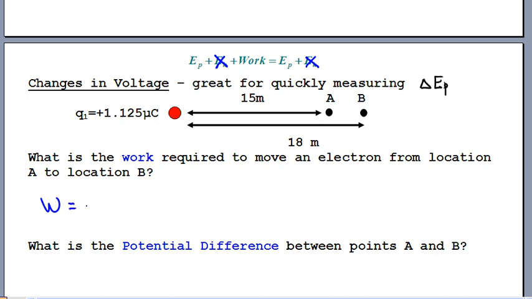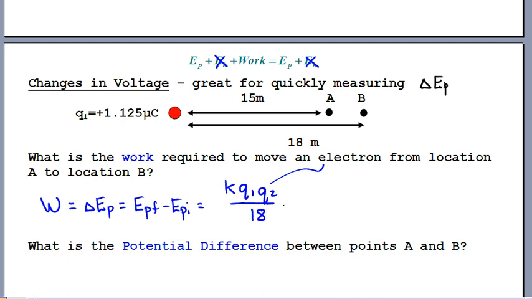So I could write that as the change in EP, right? That would be final minus initial. Change is always assumed to be that, right? That you would go final and subtract off initial. And in this story, you would be going K, Q1, Q2, which would actually be the electron, and then you would be dividing by, now this is the final story, so this is the 18, minus K, Q1, Q2, all over the initial R of 15.